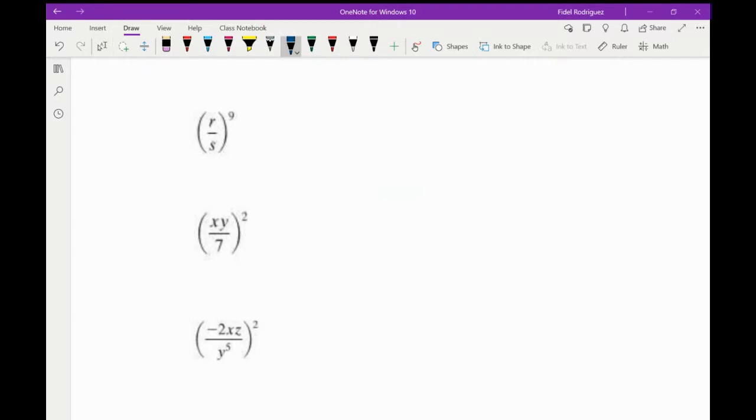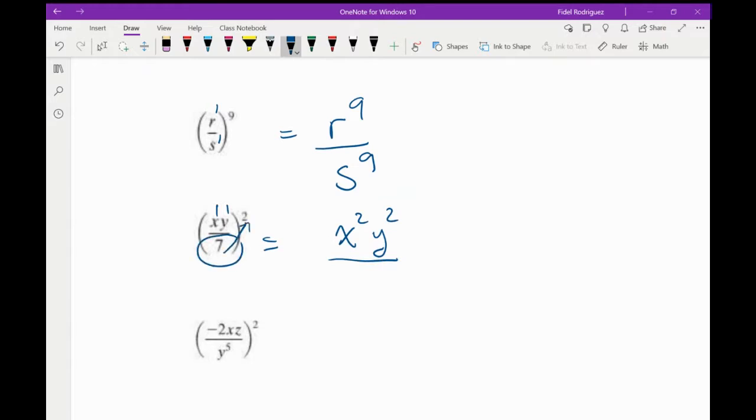Remember that we're raising everything to the power. So inside, the power on that R is a 1, and the power on the S is 1. So it's going to be R to the 9th over S to the 9th, okay? Same thing here. The powers on those X's and Y's are 1. So this is going to be X squared, Y squared. Remember, the bottom part is a 7. So 7 squared. Remember, it's not 7 times 2. It's 7 times 7, which is my 49.